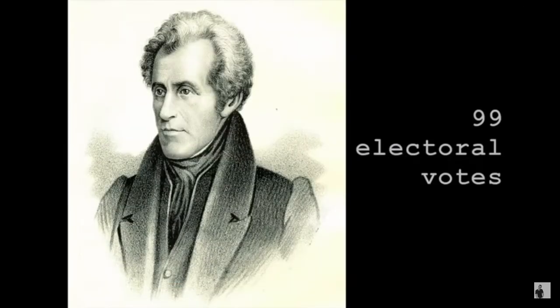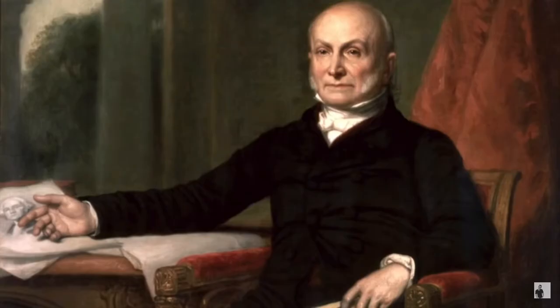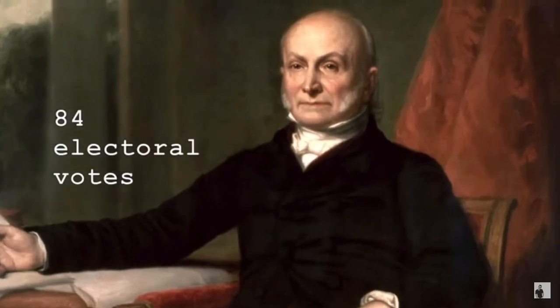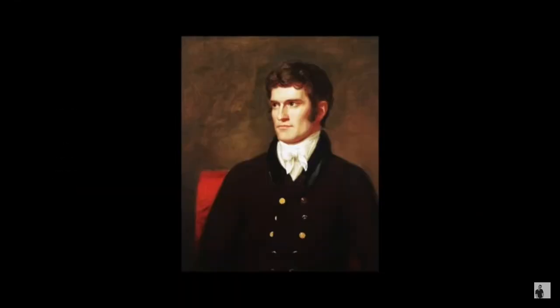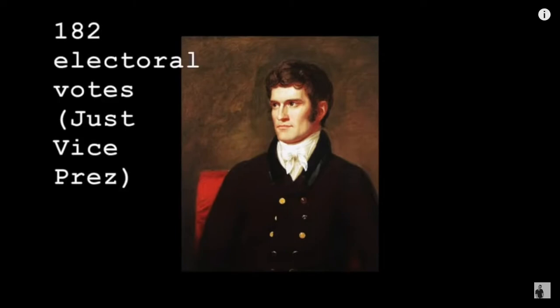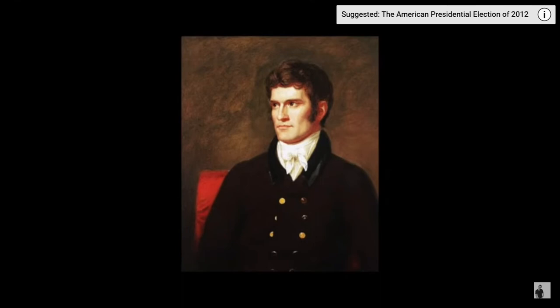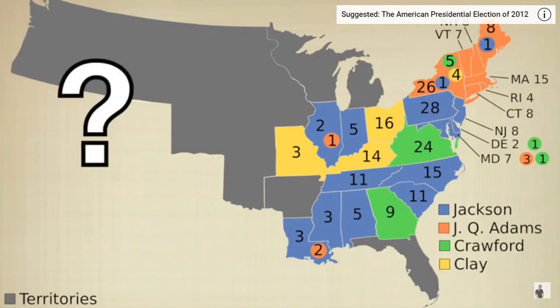Andrew Jackson received 99 electoral votes, more electoral votes than any other candidate, but he did not receive the majority of electoral votes needed to win the election, which was 131. John Quincy Adams came in second with 84 electoral votes, Crawford third with 41, and Clay fourth with 37. John C. Calhoun became the seventh vice president in American history after receiving 182 electoral votes. Good thing he dropped out of the presidential race, know what I'm saying? Yeah. But who would be president?